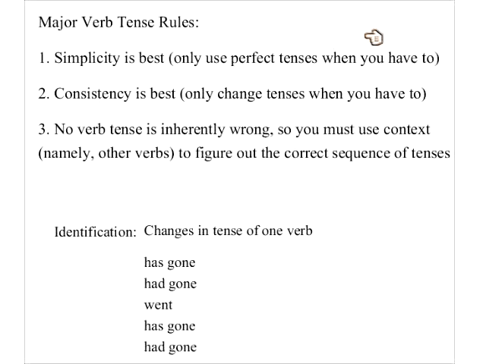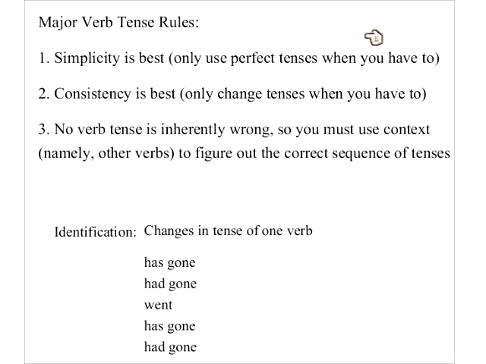No verb tense is inherently wrong. In other words, I can say, I went to the store, I will go to the store, I am going to the store, etc. Right? None of those are inherently wrong. What makes a verb tense wrong is that it's used out of context. It is the wrong tense based on other verbs in the sentence. So in order to do verb tense questions correctly, you very often need to look to the other verbs. In fact, I would say you always need to look to the other verbs in the sentence to give you context. Okay? So we come back to number 2, consistency is best.